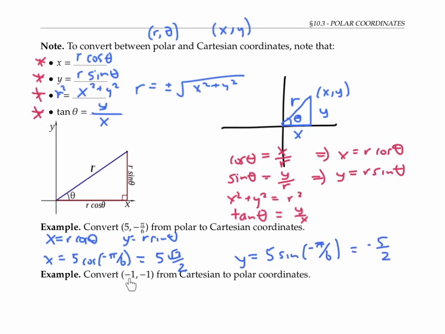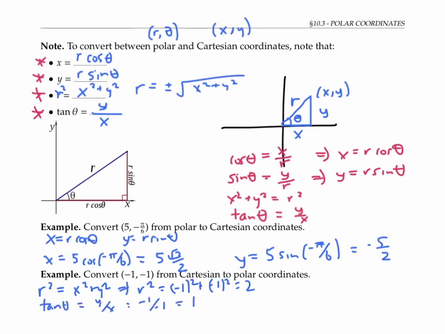To convert negative 1, negative 1 from Cartesian to polar coordinates, we know that negative 1 and negative 1 are our x and y values, so we need to use the fact that r squared is x squared plus y squared. That is, r squared is negative 1 squared plus negative 1 squared, or 2. Also, tangent theta is y over x, so that's negative 1 over negative 1, or 1.